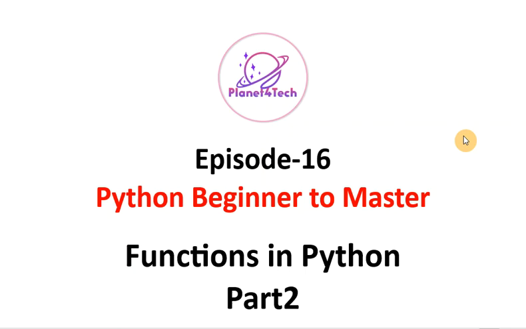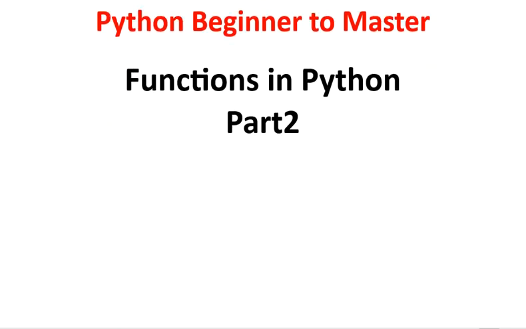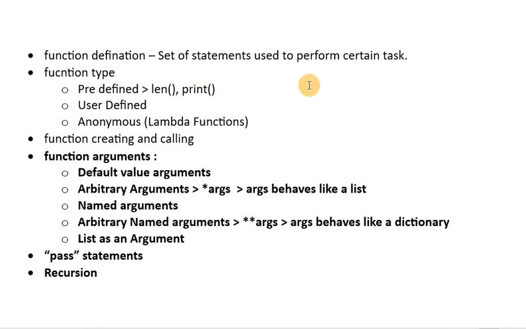So let's start. In the previous episode we have seen a few points, like the definition of function and different types of function, how we can create the function, and how we can call the function. Those we already covered. Now in this episode we are going to understand the different varieties of arguments and how we can pass different types of arguments. The first one is the default value argument. After that we will see arbitrary arguments, named arguments, arbitrary named arguments, and a list as an argument. We are going to understand all of this one by one.